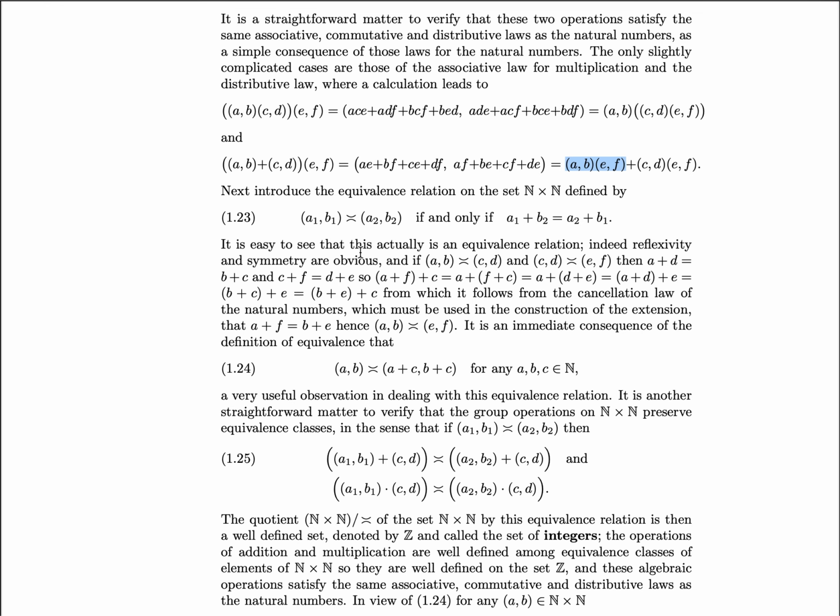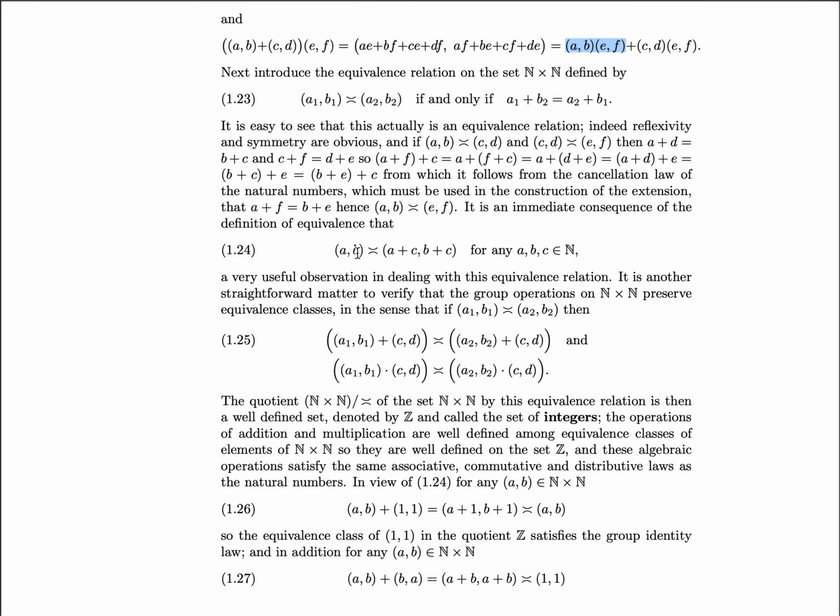And we can get the transitivity as follows. If (a, b) is equivalent to (c, d), and (c, d) is equivalent to (e, f), then a plus d is equal to b plus c, and c plus f is equal to d plus e. So we add the two equations, and by associativity we get a plus d plus c plus f is equal to b plus c plus d plus e, from which we can use the cancellation law, and we get that a plus f is equal to b plus e, so (a, b) is equivalent to (e, f). And so we have a valid transitivity of this equivalence relation.